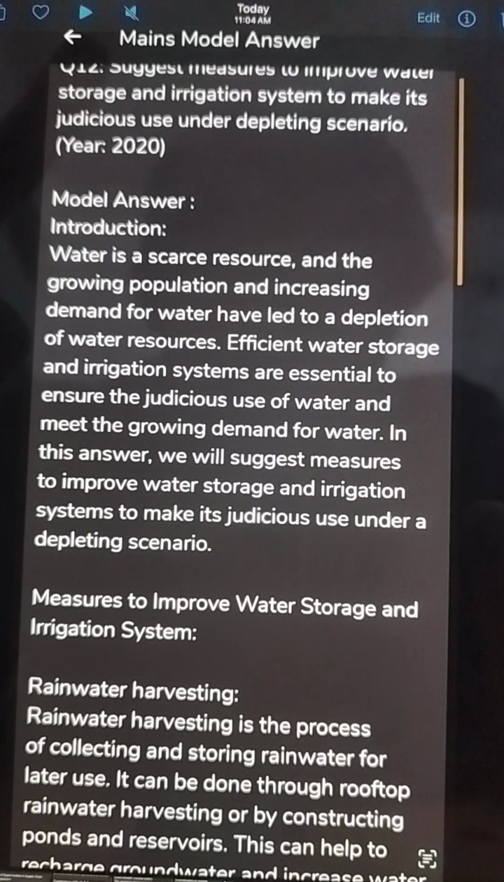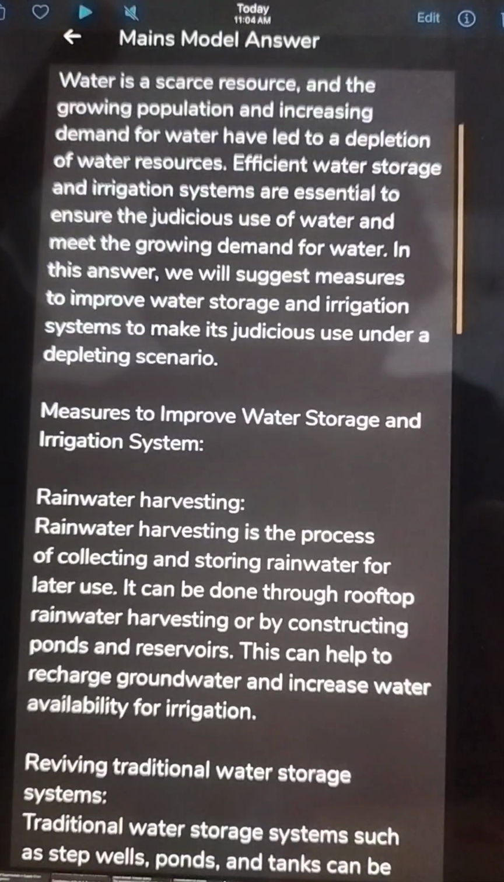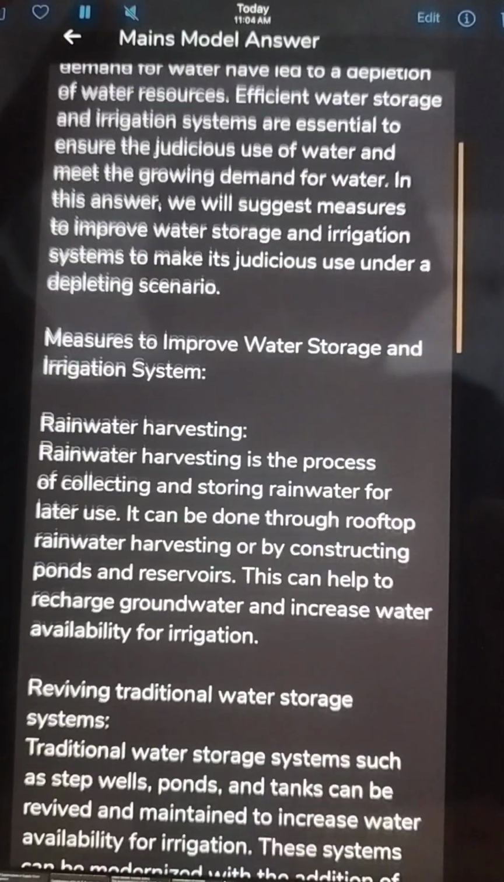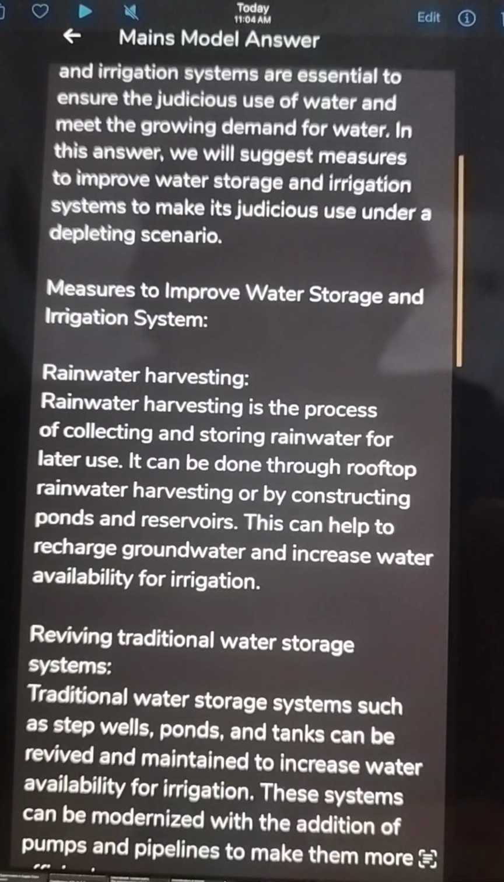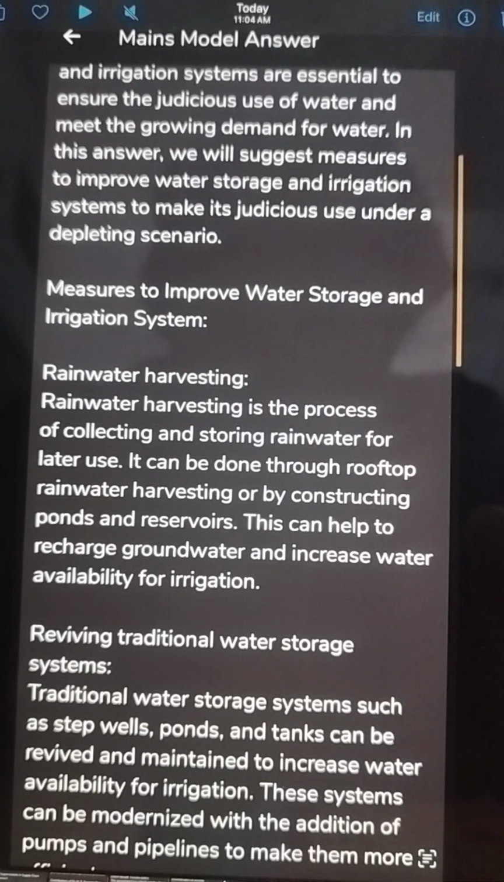Measures to improve water storage and irrigation system. First is rainwater harvesting. Rainwater harvesting is the process of collecting and storing rainwater for later use. It can be done through rooftop rainwater harvesting or by constructing ponds and reservoirs. This can help to recharge groundwater and increase water availability for irrigation.